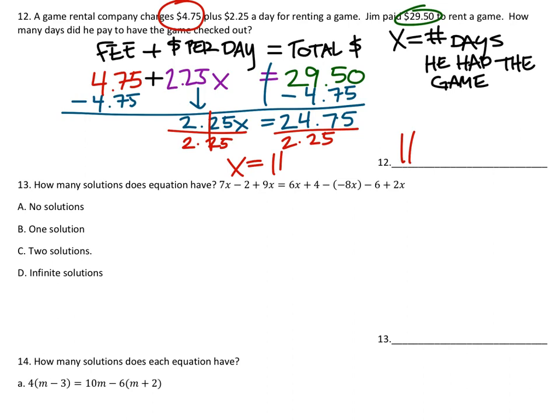Now be careful because the answer is not just 11. We need to label this as 11 days. And again, we could check that 2.25 times 11 plus the 4.75 is 29.50. So that confirms, just based on the equation that we wrote, so as long as we wrote that correctly, that this would be the right answer.